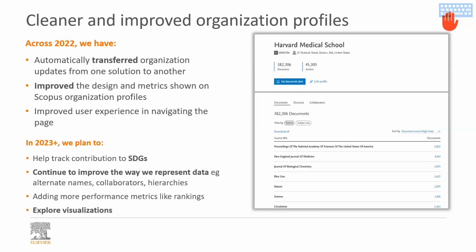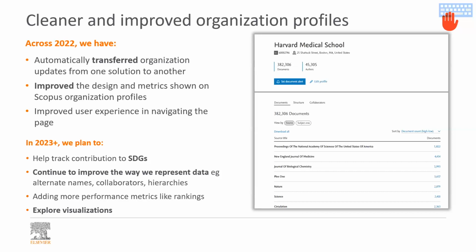We also want to continue improving the data. So we want to add more things to the page, for example, alternate names, and improve the collaboration and hierarchy information that's already available. We have heard it's helpful, but we also want to add more things here, so you can get very good data on the organization page at your fingertips all the time. We also want to add more performance metrics of how an organization is doing. This could be, for example, rankings, but also, as it is said here in the first point, the SDGs themselves.